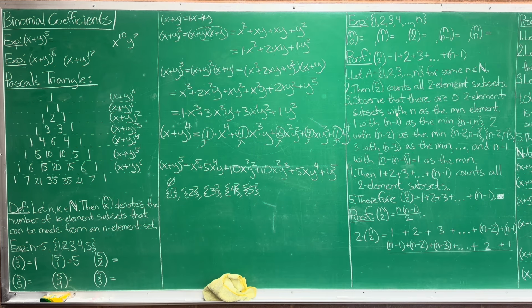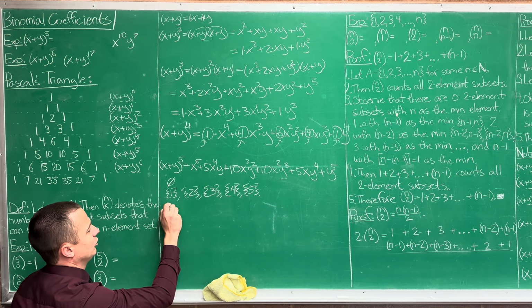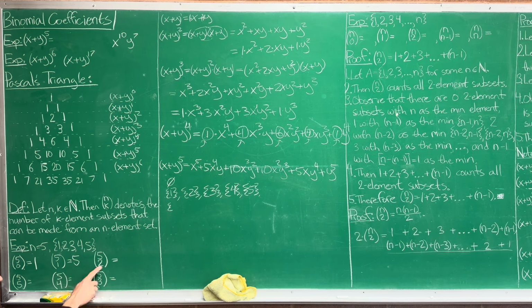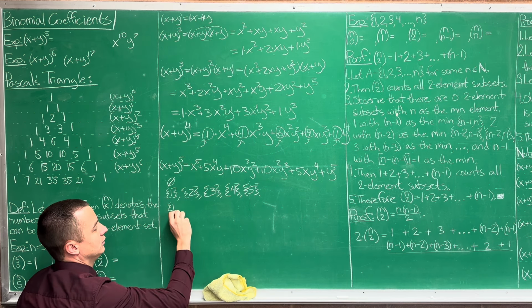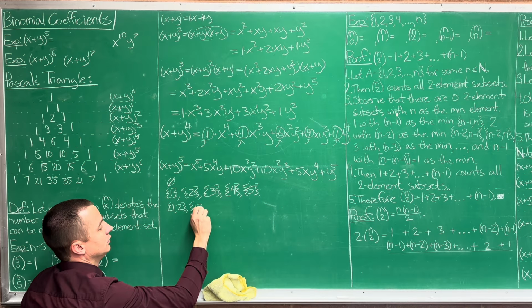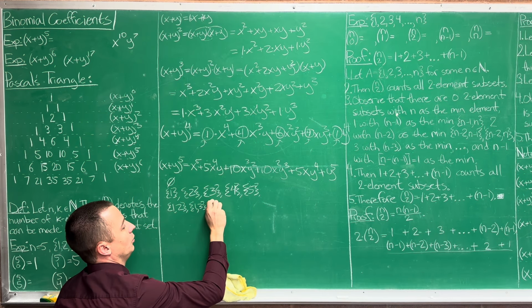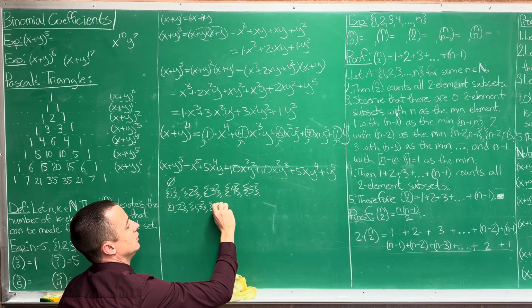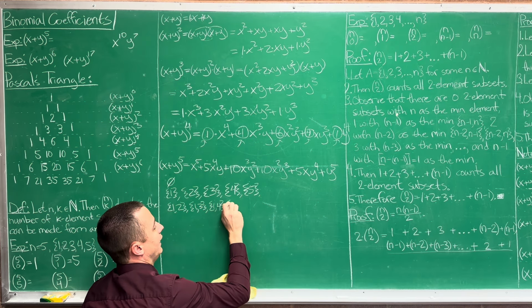Well, we don't really have a good way to count that right now, so let's just brute force it. How many 2-element subsets can I create? I can pick 1 and 2, right? I can pick 1 and 3. I can pick 1 and 4. I can pick 1 and 5.